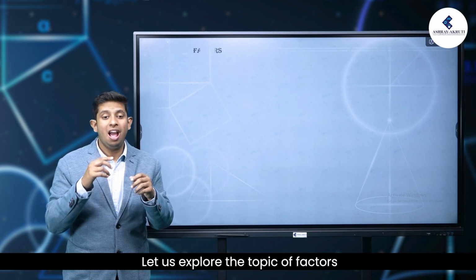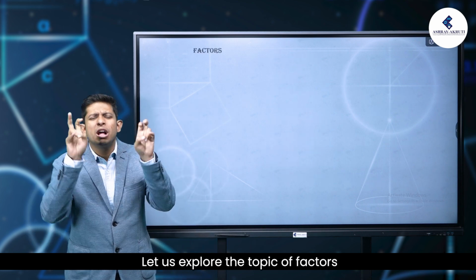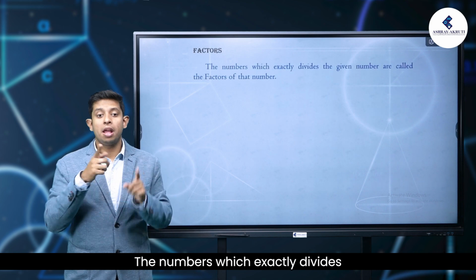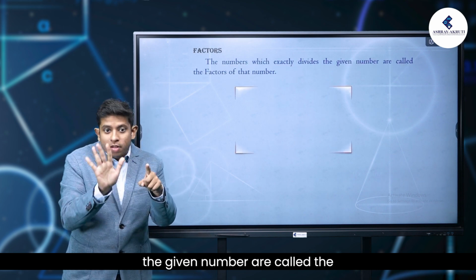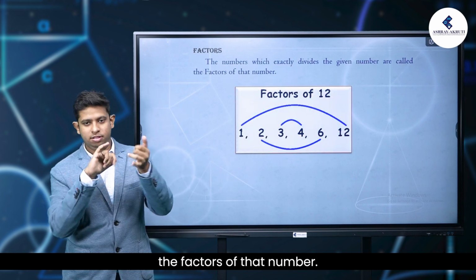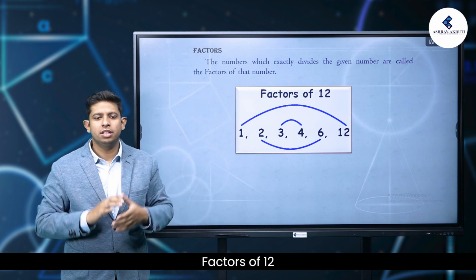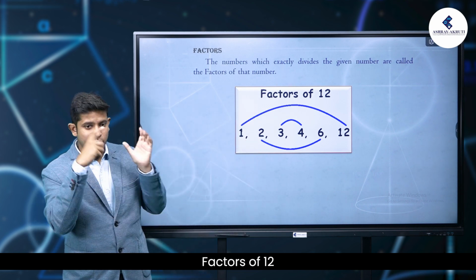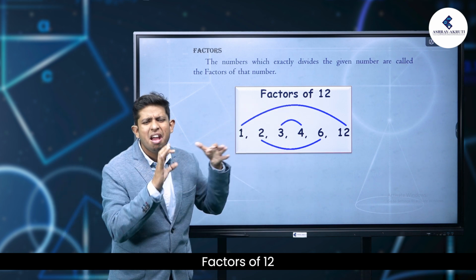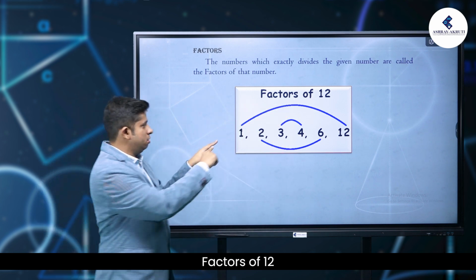Children, let us explore the topic of factors. The numbers which exactly divide the given number are called the factors of that number. Factors of 12: 1, 2, 3, 4, 6 and 12.